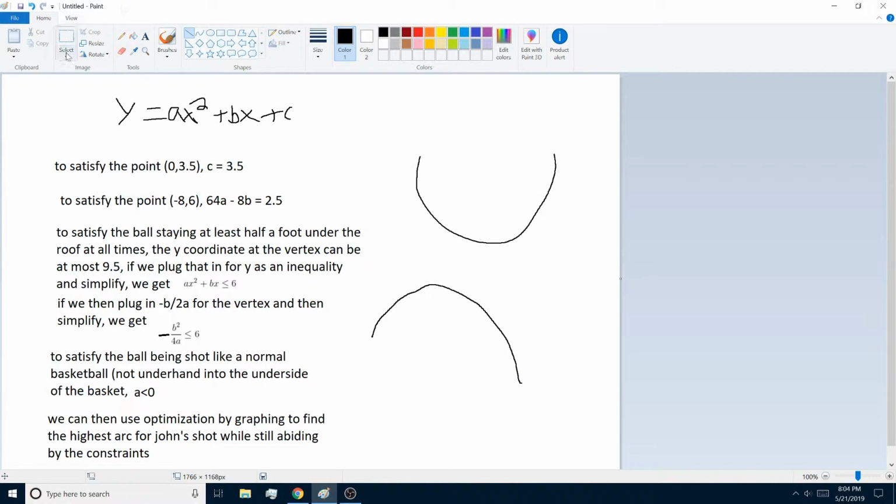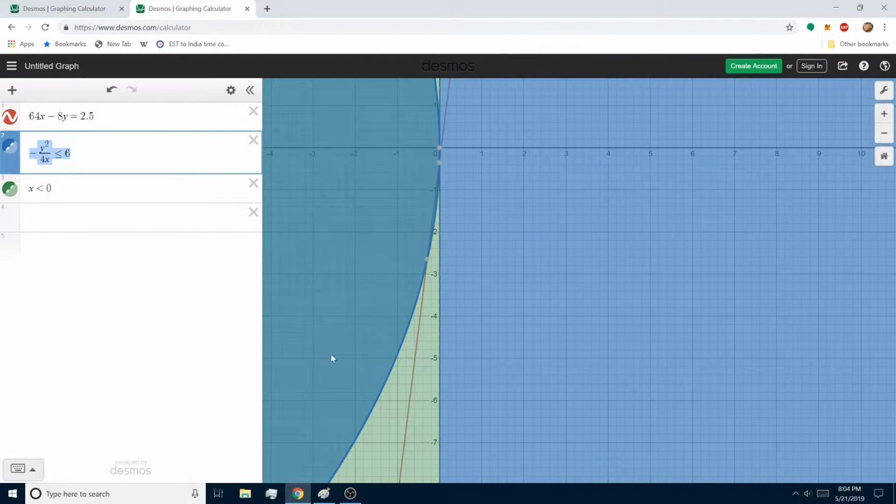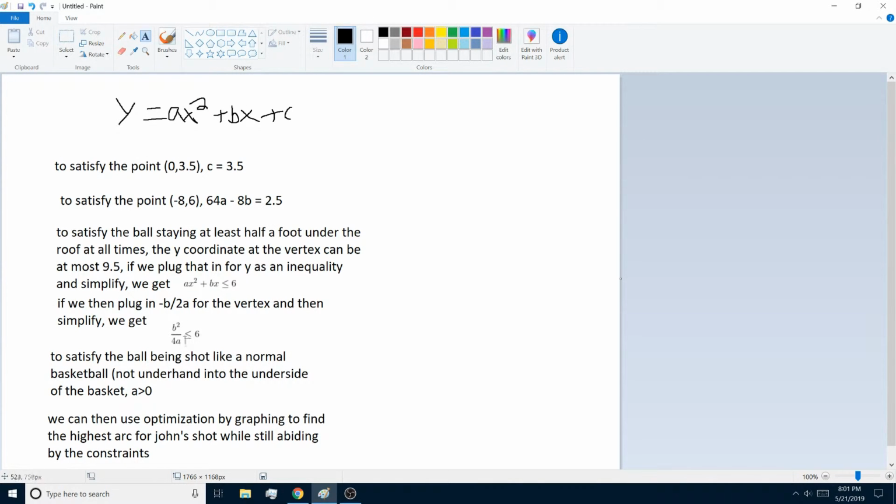Okay, so sorry guys, there's a correction that needs to be made. For this equation, if you plug in -b/2a for the vertex, you get -b²/4a, not just b²/4a. It was fine in the graph. -b²/4a is less than or equal to 6.